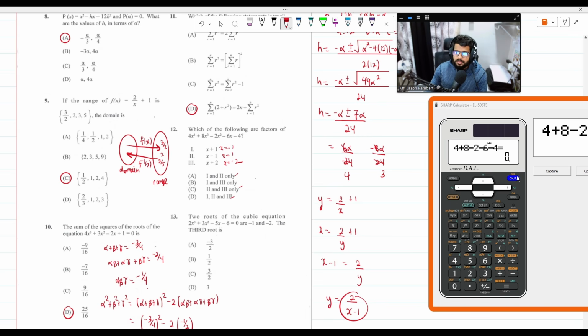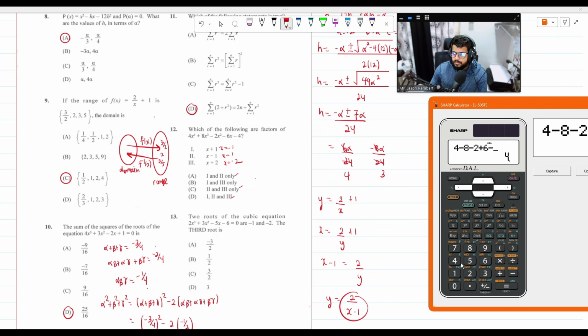So let me check for the minus 1. So 4 into minus 1 squared is going to give me 4. Minus 1 cubed gives me minus 1, so that would be minus 8. Minus 2 by minus 1 squared remains as minus 2. Minus 1 squared will be positive 1. Minus 6 by minus 1 is plus 6.